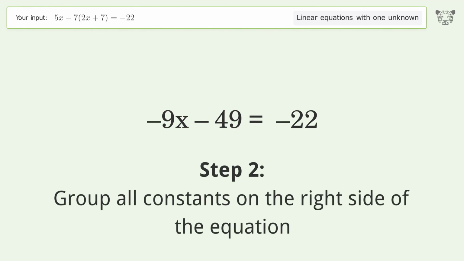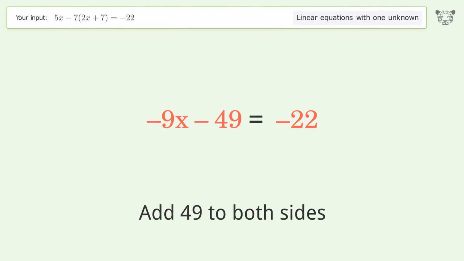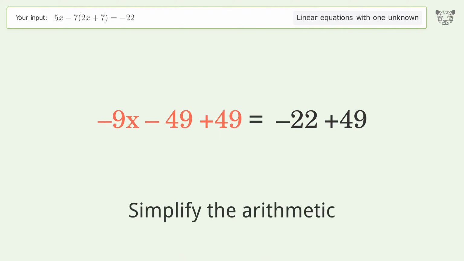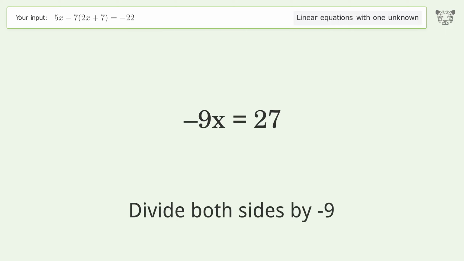Group all constants on the right side of the equation. Add 49 to both sides. Simplify the arithmetic. Isolate the x. Divide both sides by -9.